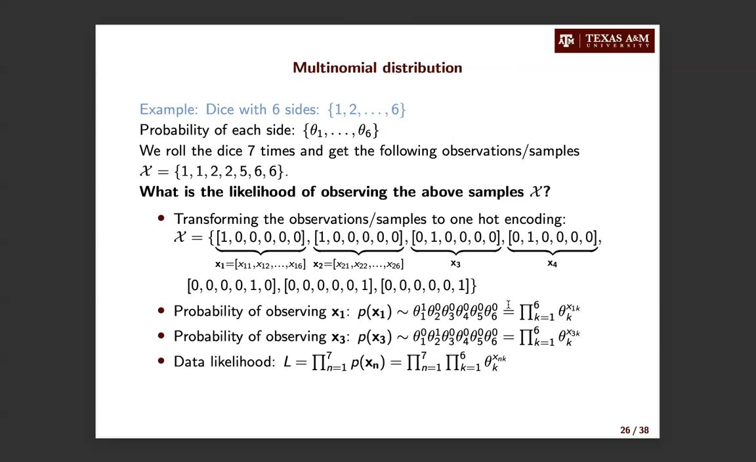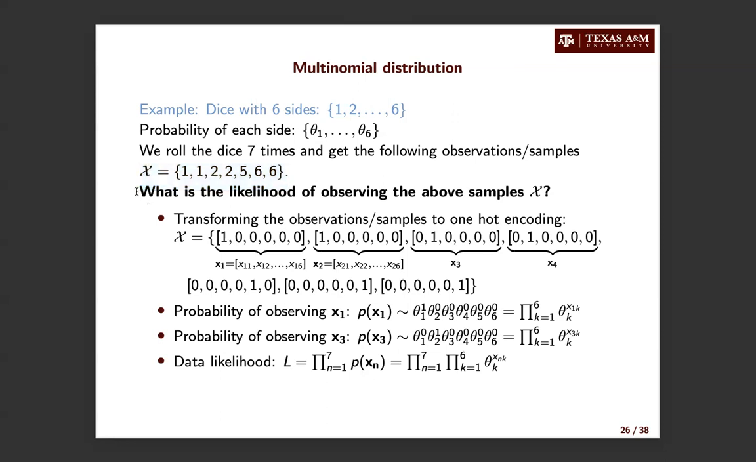So, for example, if we have a dice, and a dice in our case can have 6 sides. So the probability of each side can be denoted by theta 1 all the way up to theta 6. If we roll the dice 7 times, then we can get these 7 different outcomes. The outcomes range from 1 to 6. And in our case, the sequence of outcomes is 1, 1, 2, 2, 5, 6, 6.